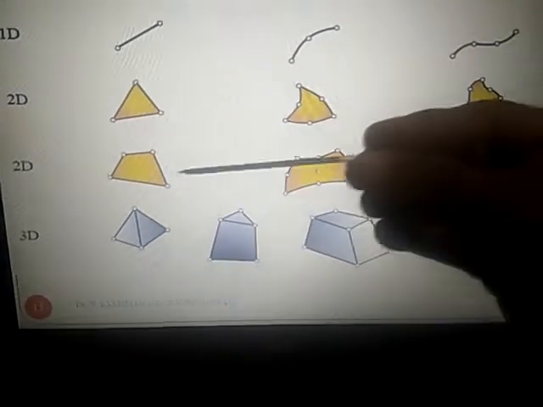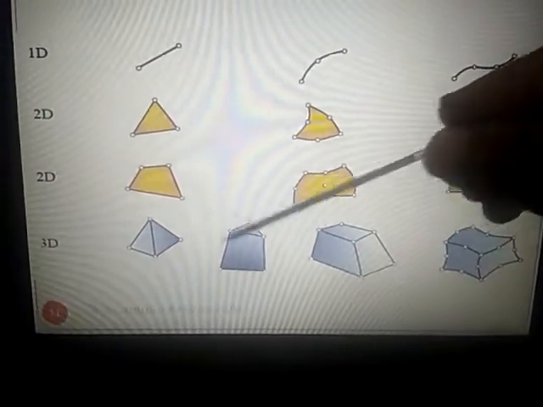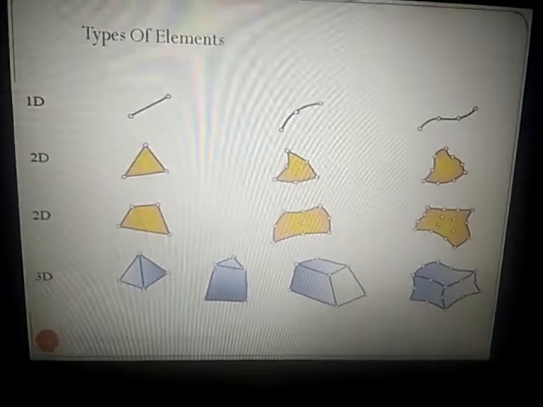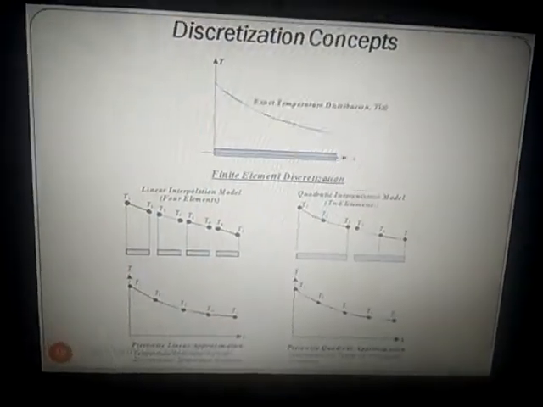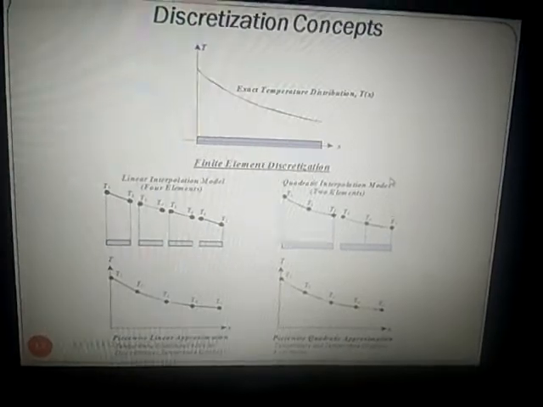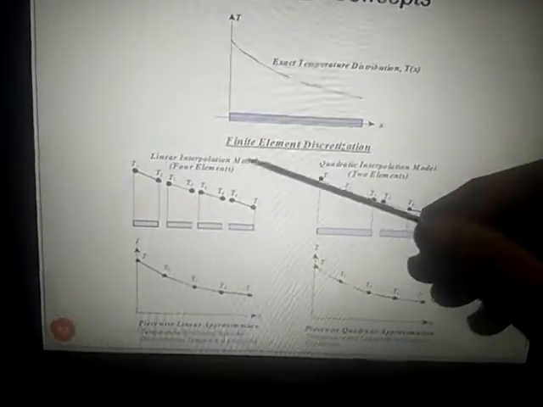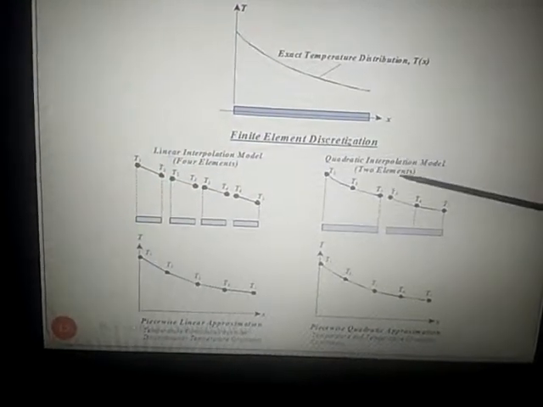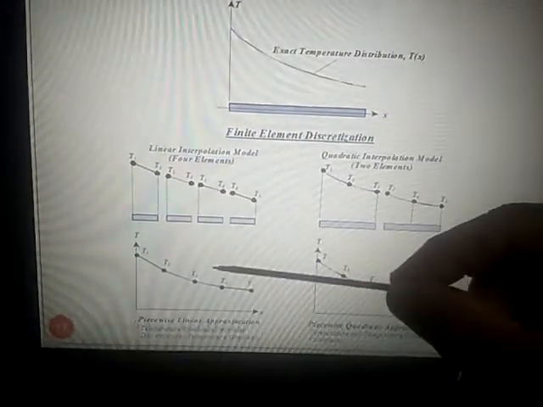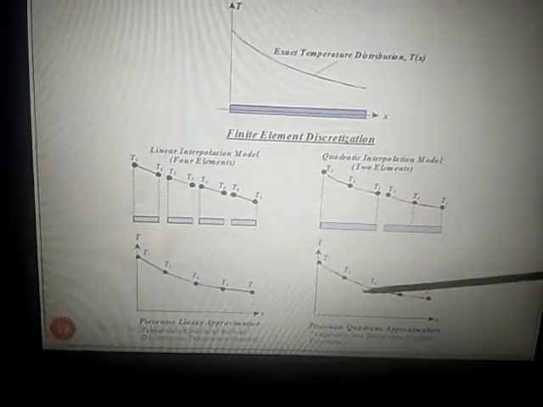Next you come to 2D. What is this? Quadrilateral, curved with internal nodes. 3D means you are seeing the prism, brick element; all this will come into 3D elements. Now you see, the discretization concept is very important. How to do this? These are linear interpolation, quadratic interpolation, piecewise quadratic, piecewise linear.